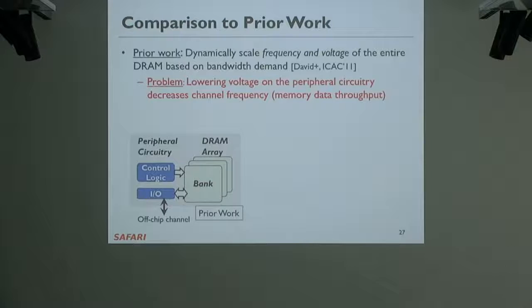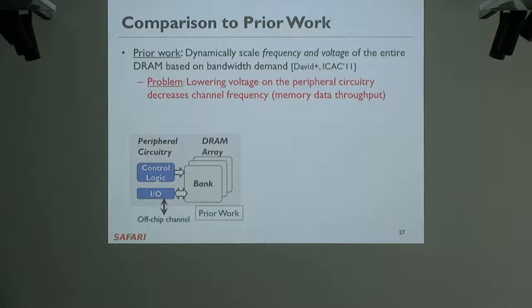Okay, so a comparison to prior work. It's actually interesting because it's our own prior work. A long time ago, with Intel, we looked at reducing the memory voltage and frequency. And if you're really interested, this is one of the earliest papers on memory voltage and frequency adjustment. And basically what we did over here was we dynamically scaled the frequency and voltage of the entire DRAM based on bandwidth demand of the applications.